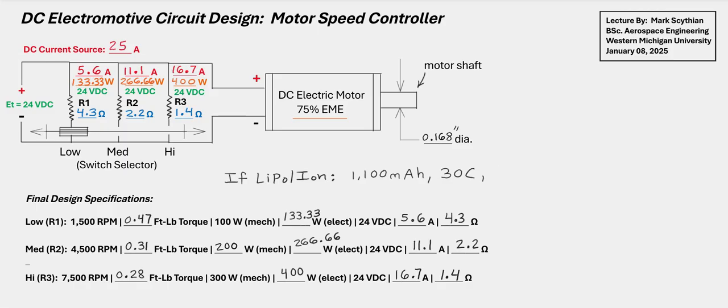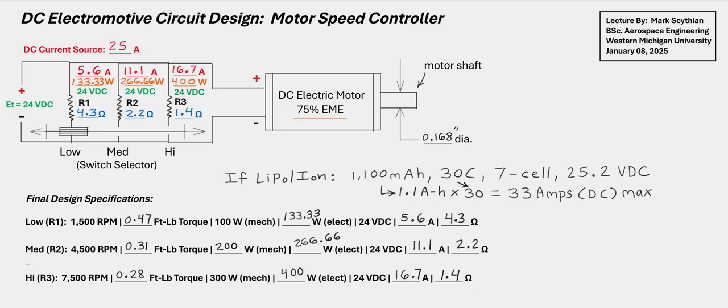So if you're using a lithium polymer ion battery for this motor, you should have at least 1.1 amp hours or 1100 milliamp hours and a 30C discharge rate and 7 cells, because there's 3.6 volts per cell, so that will give you 25.2 volts DC. So if you check the 1.1 amp hours times 30C discharge, that gives you 33 amps of maximum current. You won't even need that, but that is also within the 1.5 scale of 25. Well, 25 is already 1.5, so you wouldn't have to set the source current controller at maximum 30C.